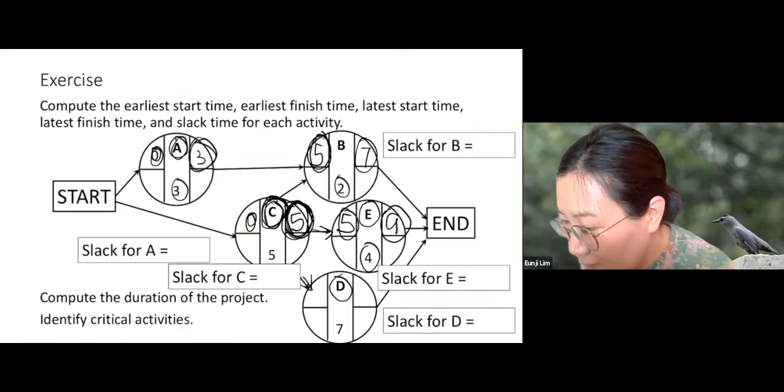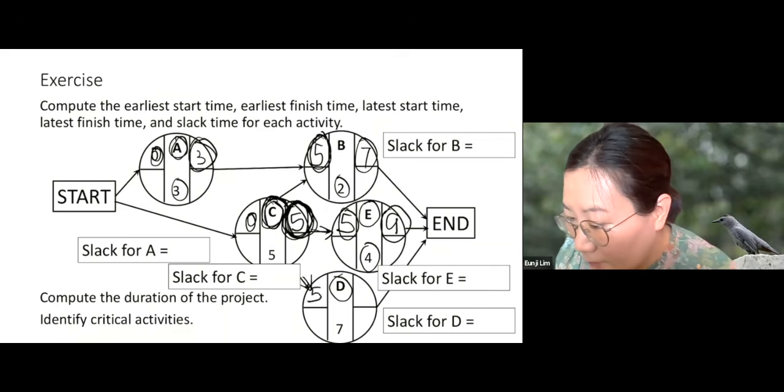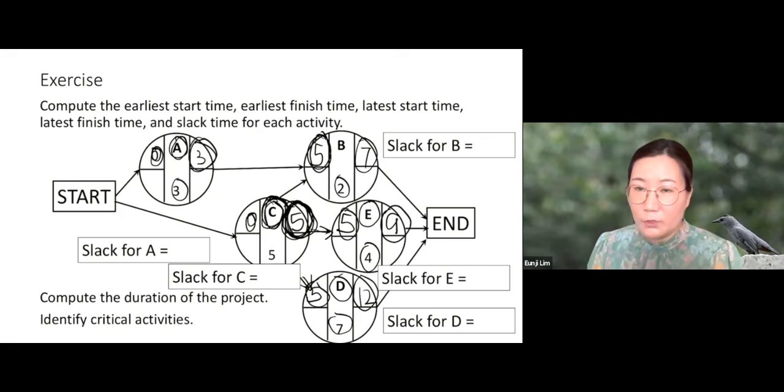D is waiting for C, and C is done at 5. So we can start working on D at 5. And what's the latest finish time of D? 5 plus 7, which is 12. Okay. So we're done with the forward pass.